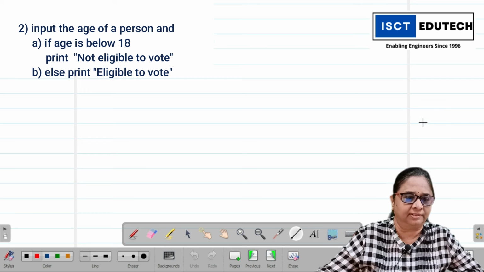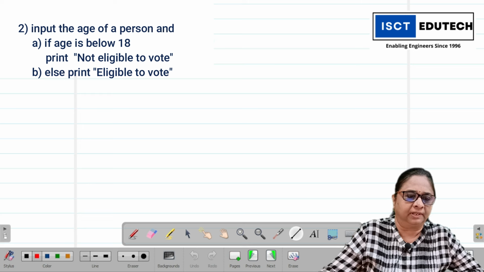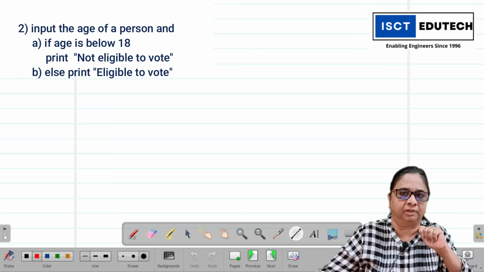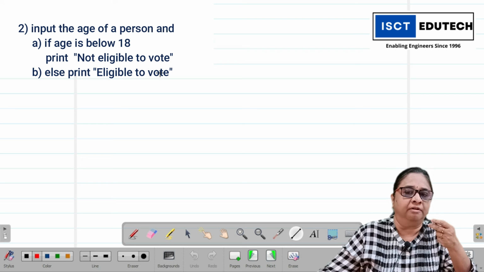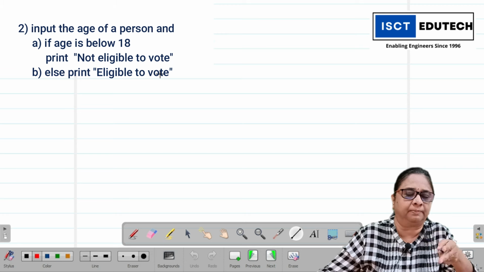The problem definition is we want to take the age of a person and check whether that person is eligible to vote or not eligible to vote. The age limit is 18. Now, how many inputs for this? One input. How many results, or how many cases do we have? We have two cases. Will both the cases be applicable for one person at a time? No, only one of them. So we need to make use of an if else.